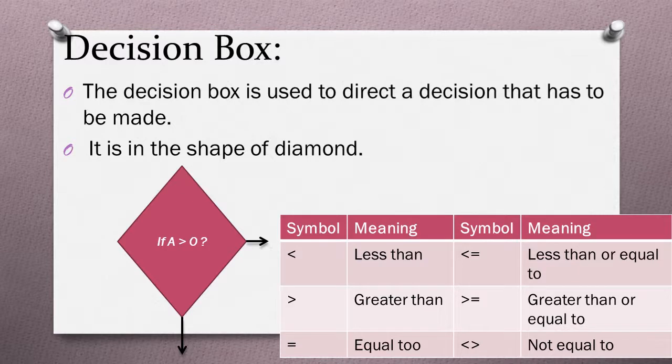Look at the table. You know the symbols. First is less than, next is greater than, next is equal. Come to the next side. First one is less than or equal to, next greater than or equal to, last one not equal to.